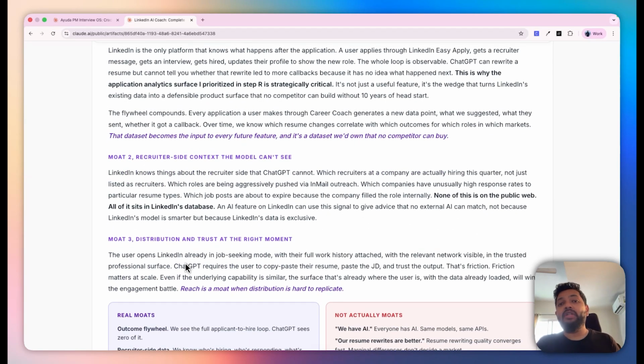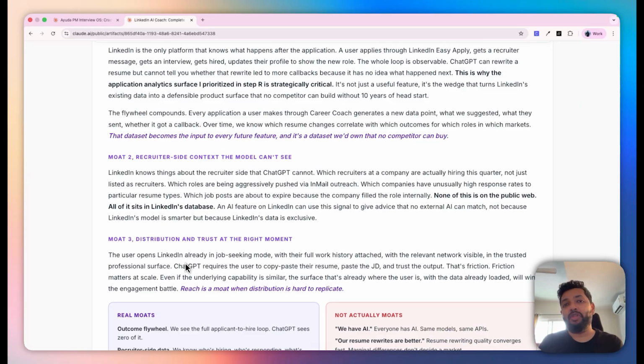Second, the recruiter side context, right? Which is saying that none of the data that is there, none of the companies that are getting filled, none of the roles that are getting there are available publicly. So they are all exclusive to LinkedIn. So what kind of questions do recruiters want? What kind of questions do people answer? Where do they falter? Where do they not? What kind of people get hired? All of this data is a moat that only LinkedIn has, right?